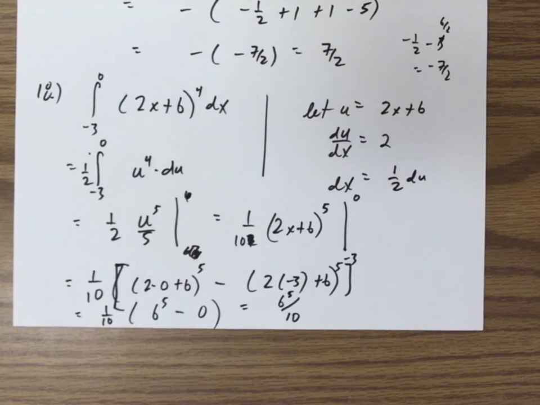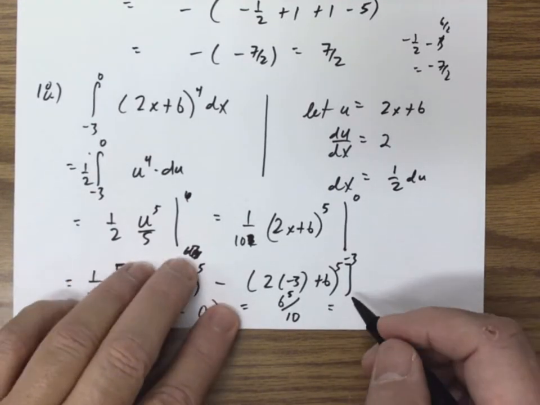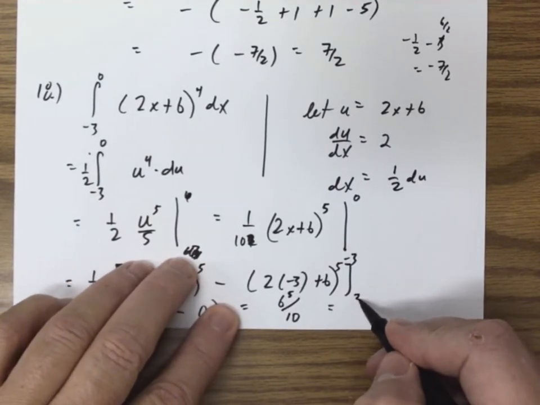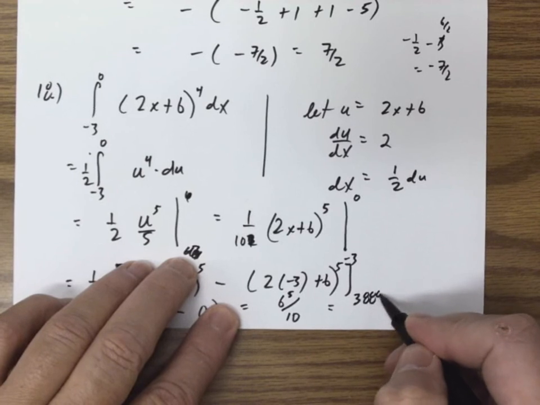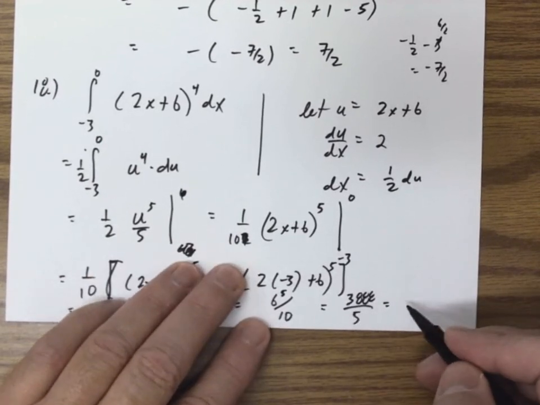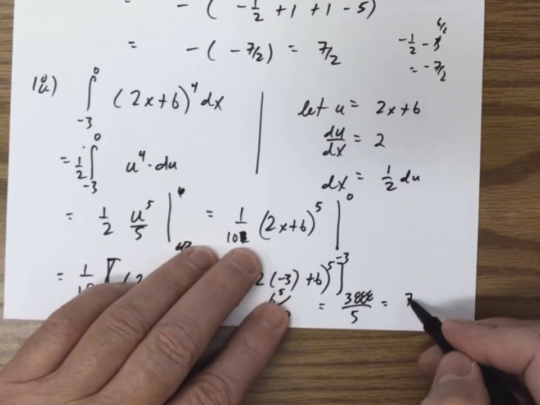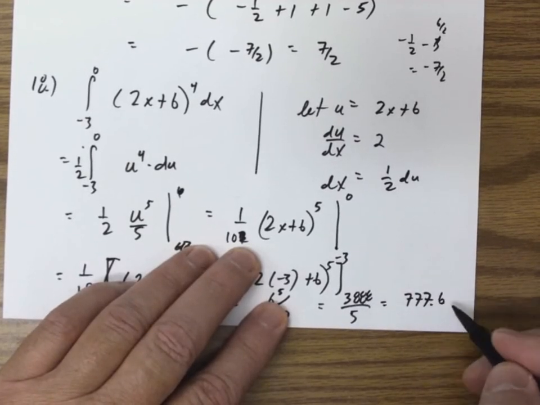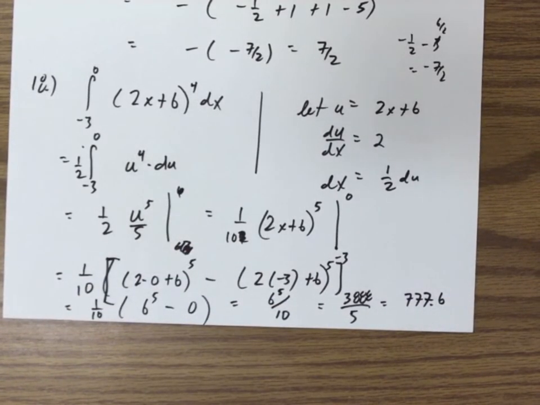The number, I'm going to leave it like that. It's a pretty big number. 6 to the 5th over 10. I guess if you look in your notes, it's the same thing as 6 to the 5th over 10, or over 5, or if you actually round it to a decimal. Pretty big number.